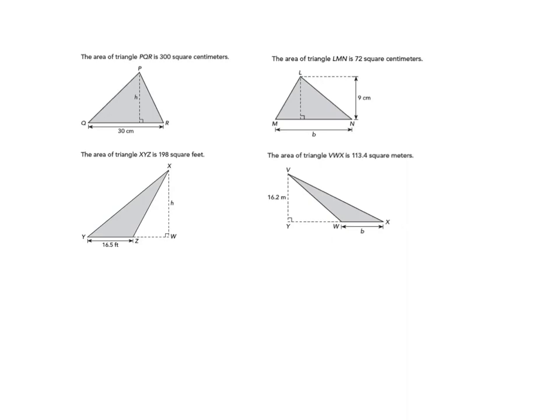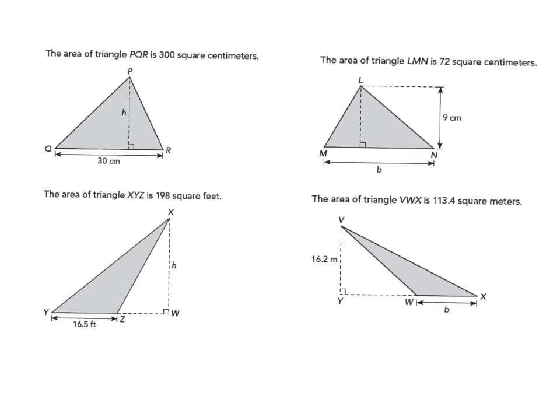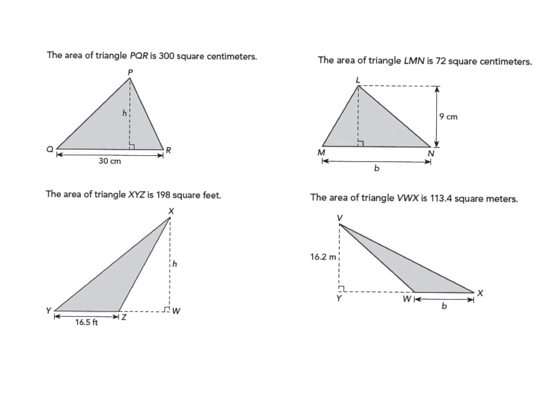Here are 4 problems you can try where in every case 2 of the 3 things are given. For this first one, they give me the area, they give me a base. The next one under here, they give me the area, they give me a base. Over here, they give me an area and a height, and an area and a height. But in every case, area is equal to 1/2 of the base times the height. I'll pause the video here, and you can try these 4 problems, and then we'll go over them.